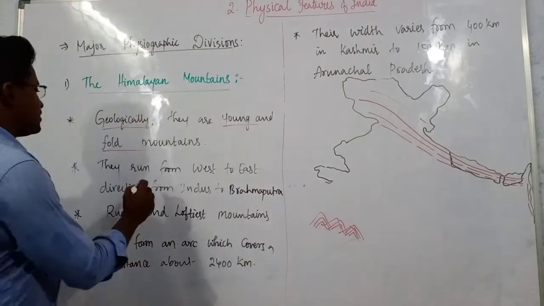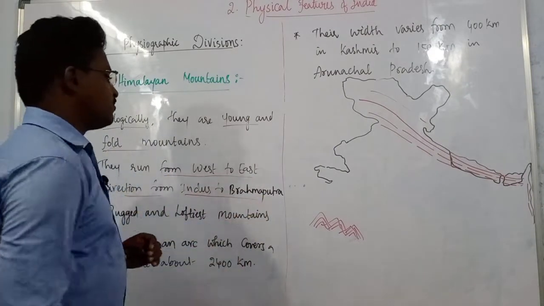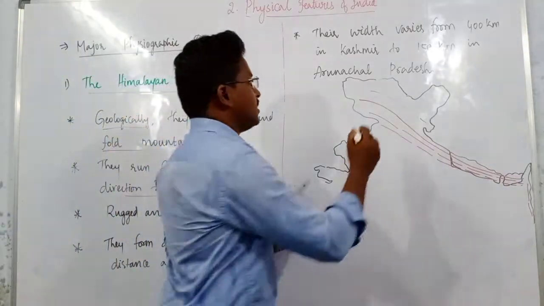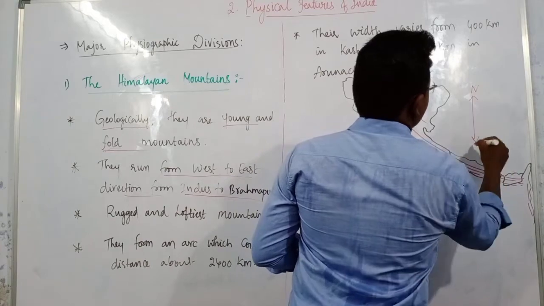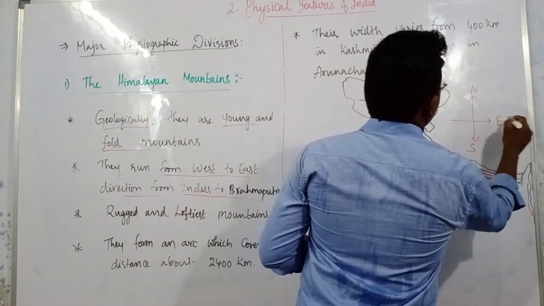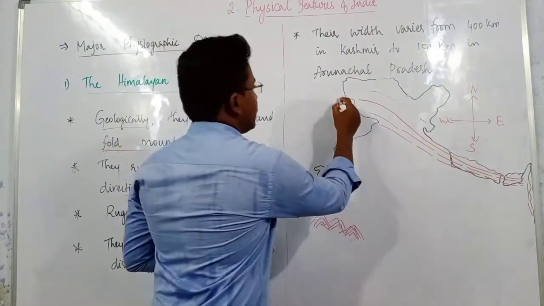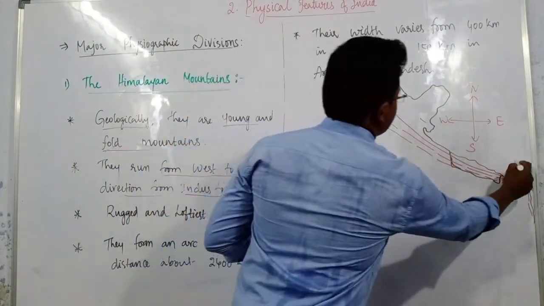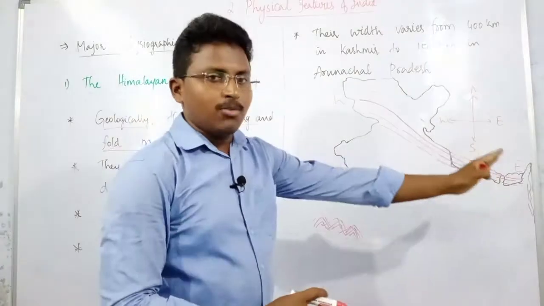The next one is that they run from west to east, from the Indus to the Brahmaputra. You see here, if you take these markings, this is north, south, east as well as western direction. The Himalayas run from the western direction to the eastern direction, that is from the river Indus to the Brahmaputra.